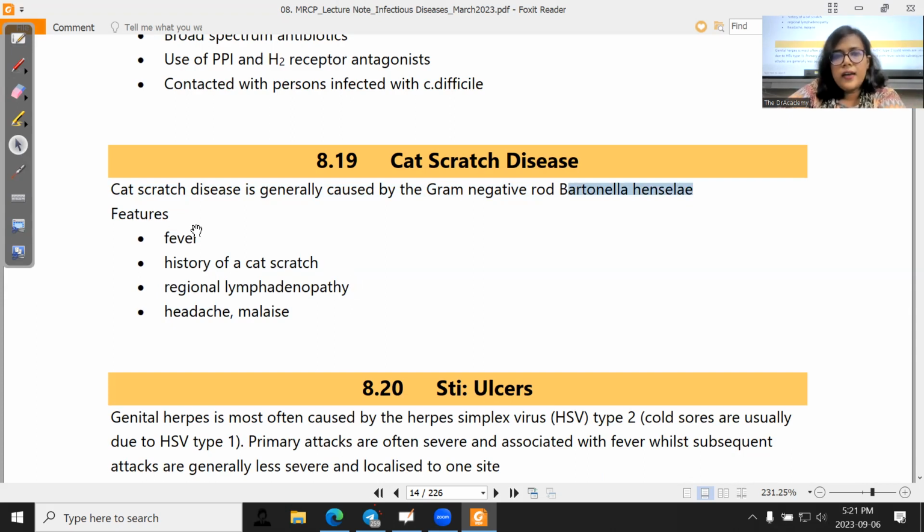Here, it is very easy to get the diagnosis of cat scratch disease, right? Because there will be a cat bite or cat scratch, and then regional lymphadenopathy, and you will get the diagnosis. Here, they will ask which of the following organisms is responsible for this condition, okay? Bartonella henselae.